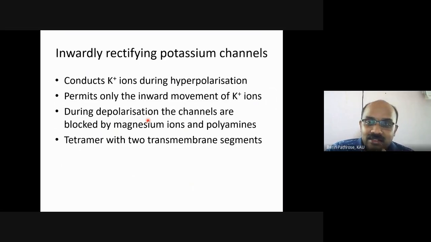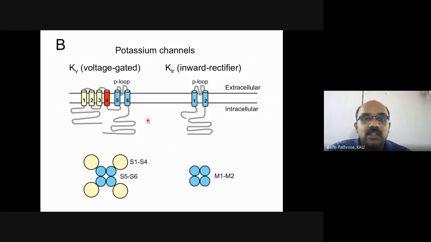And the structure of the inwardly rectifying potassium channels is the general structure of potassium channels that we discussed, wherein we have four domains, each domain having two transmembrane helices. I will show it. This is the voltage gated potassium channel. You can see the same structure as that of sodium channels: six transmembrane helices, fifth and sixth forming the pore, and the fourth is the voltage sensing one.